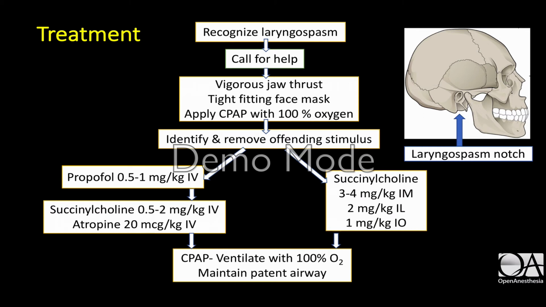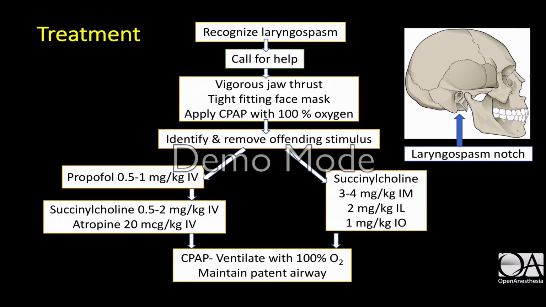If the triggering agent is blood or secretions, they must be suctioned out immediately. If the laryngospasm does not resolve, propofol 0.5 to 1 mg per kilo may be administered. Propofol alone has been reported to resolve laryngospasm in 75% of cases. However, propofol has not been studied in children less than 3 years of age.